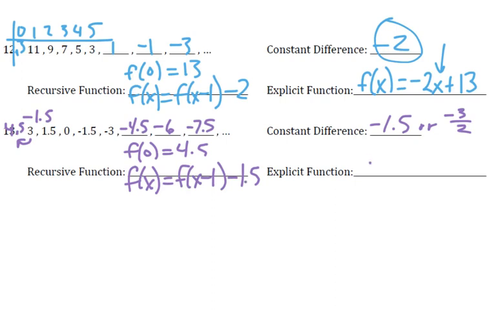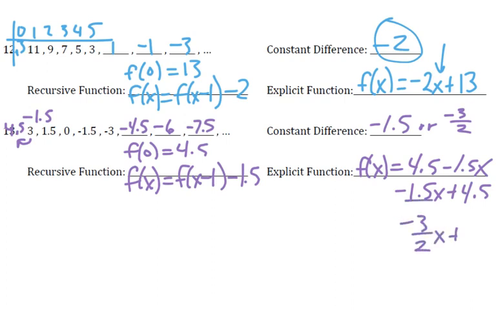Explicit function, I can go f of x equals, we started at 4.5, then subtracted 1.5 x, and we can leave it like that. I could change it to look like this. I could even say, well, that's really negative 3/2 x plus 4.5 if I wanted to. Kind of with that slope intercept, that would be easier to deal with than this. But any one of those would work.